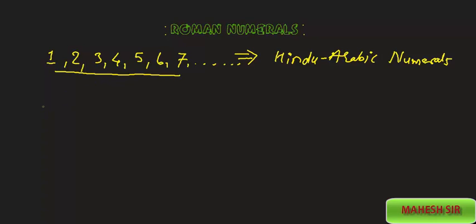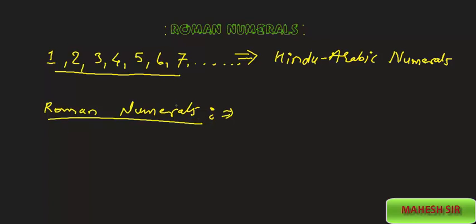Now, what about the Roman numerals? Roman numerals: in ancient Europe, people used some capital Roman letters to write numbers. Hence, these numerals were known as Roman numerals.